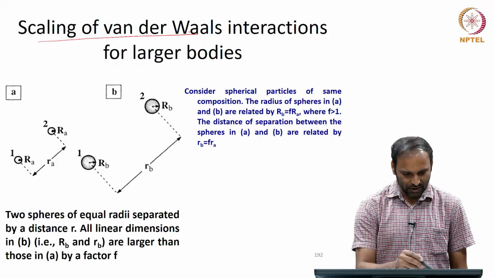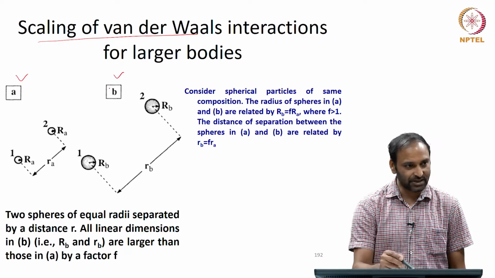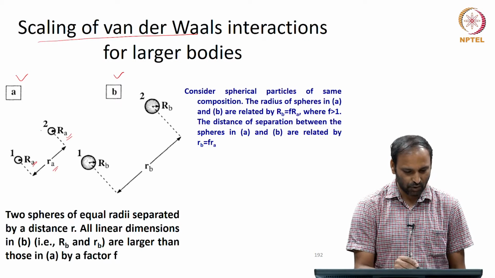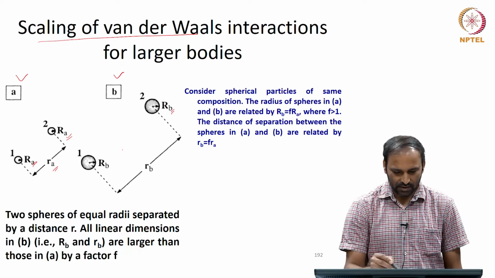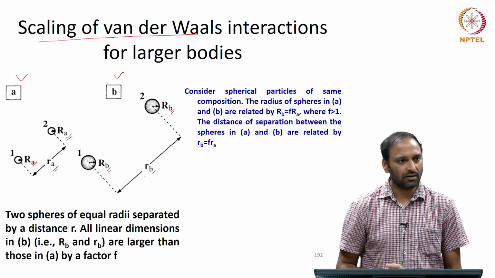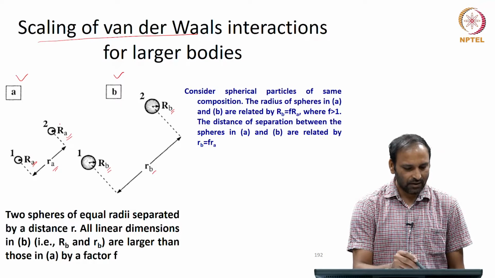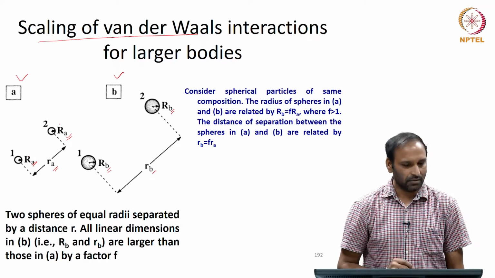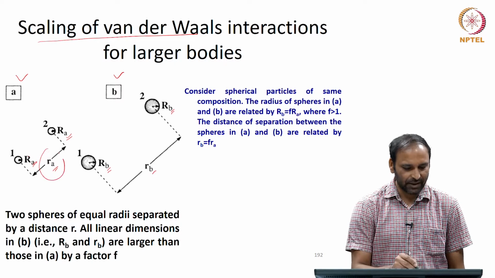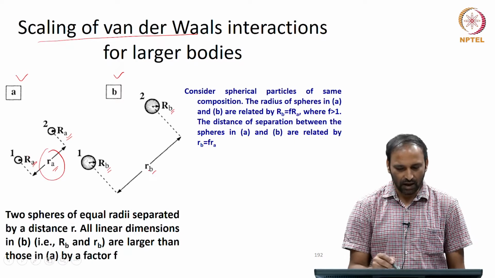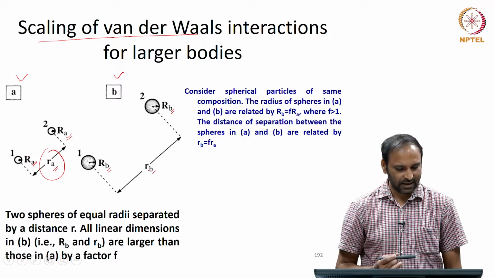So, what you have is case A and case B, that is, there is a subscript A that corresponds to case A and there is a subscript B that corresponds to case B. So, R is the radius of the particle and they are separated by a distance R A in the first case and R B in the second case.